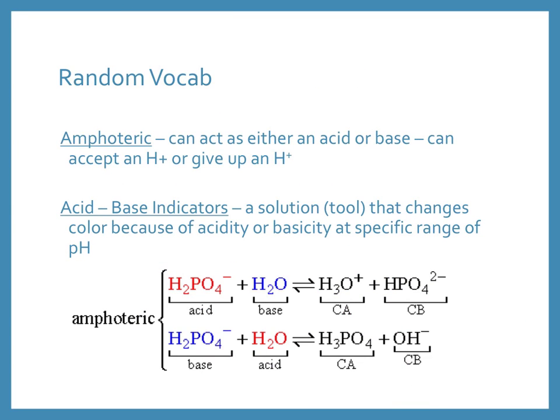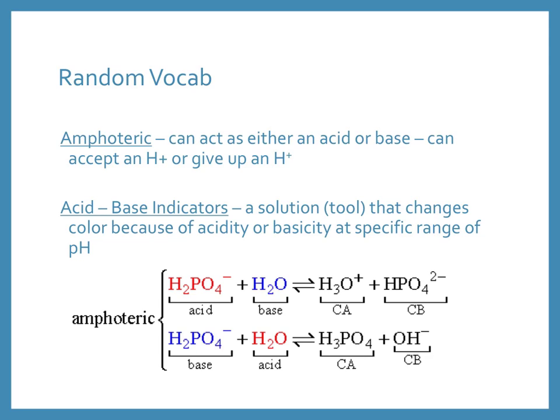So as we just saw in that previous example, water can act as an acid or a base. And when something can act as either an acid or a base, it's called amphoteric. It can either accept a hydrogen ion or it can give up a hydrogen ion. And so depending on what it's paired with is what it behaves like.